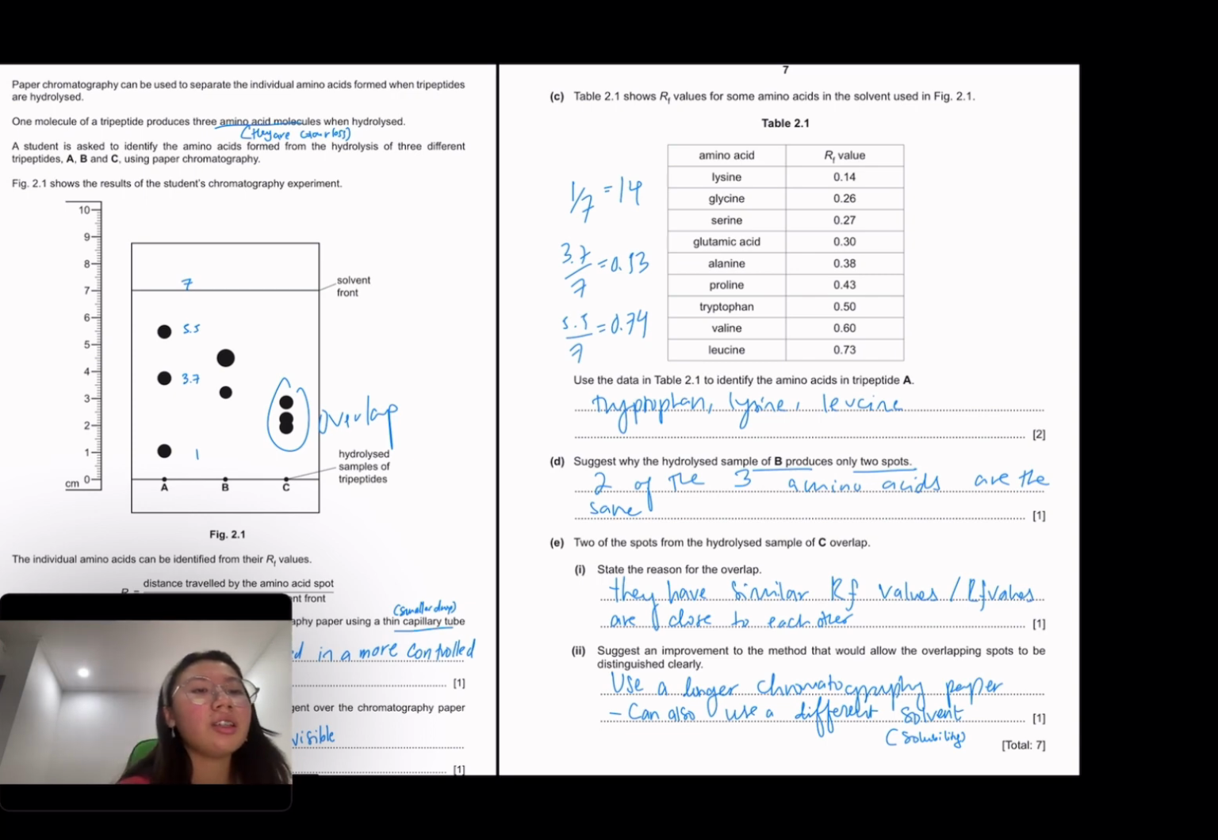Suggest an improvement to the method that would allow the overlapping spots to be distinguished clearly. So for this, you can either change your stationary phase or your mobile phase. So you can use a longer chromatography paper or use a different solvent. It's totally up to you. It's only 1 mark. And you will want to use a different solvent because, again, different amino acids, different solubility. So yeah.